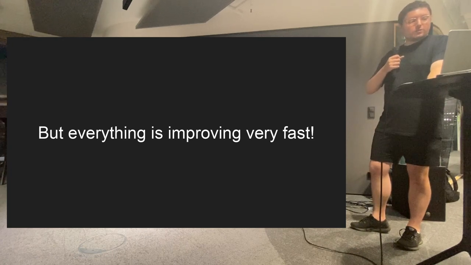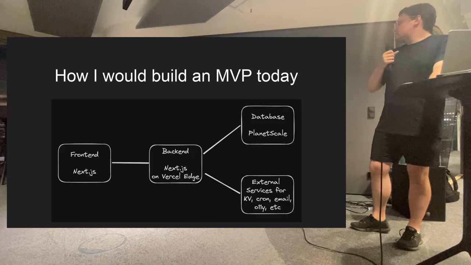The last thing I'll talk about is architecture. So the way I would build an MVP today is I just use Next.js with edge functions for the front end and back end, and then plan it to go for the database and just pay for external services for message queues and cron and all the other stuff you might need. This gets you going so fast, it's incredible.